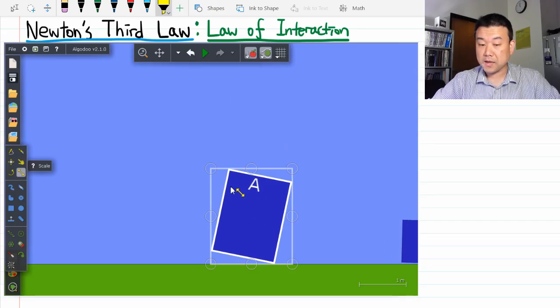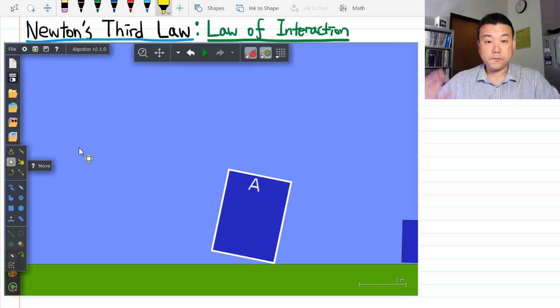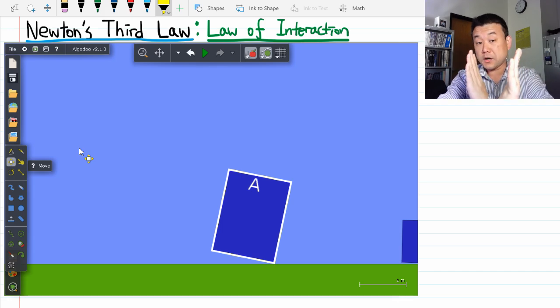So this time A didn't come to a stop, and there's a reason for that. The force pushing B is equal in magnitude to the force pushing A. But because of Newton's second law, the thing with the heavier mass will have lower acceleration. So whereas before A came to a complete stop, this time A doesn't come to a complete stop.